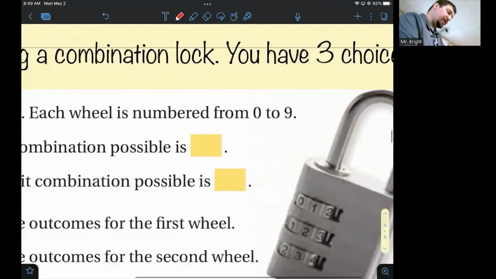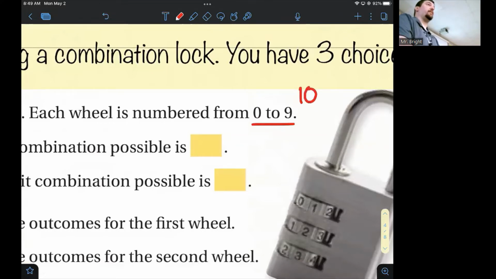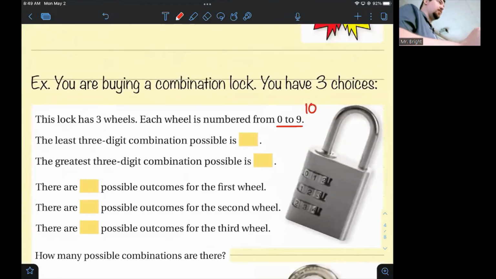By the way, 0 through 9, how many numbers is that? 10, because you have to count 0 as one of the numbers. Right? 1 through 9 is 9, but then you have to have 0. So there are 10 options on that wheel. And there's 10 options actually on all 3 of the wheels. What's the smallest 3-digit number you can make with those options then? Natalie?